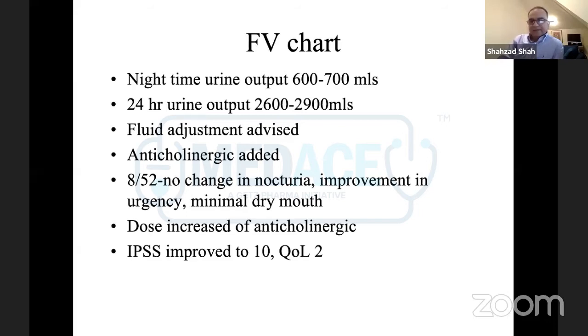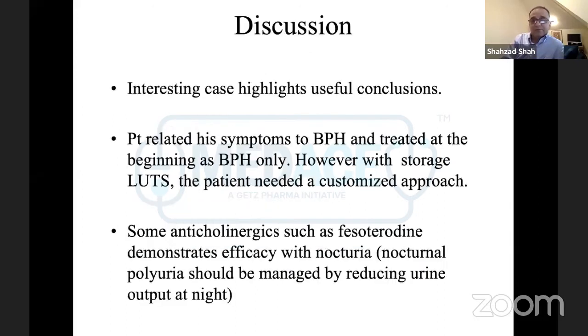At 8 weeks, there was no change in nocturia, but he noticed an improvement in urgency with minimal dry mouth. The dose of the anticholinergic was increased and his IPSS improved to 10 with a quality of life score of now 2. So it's a significant improvement.